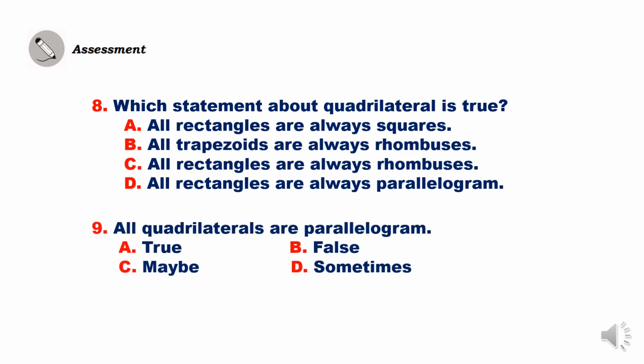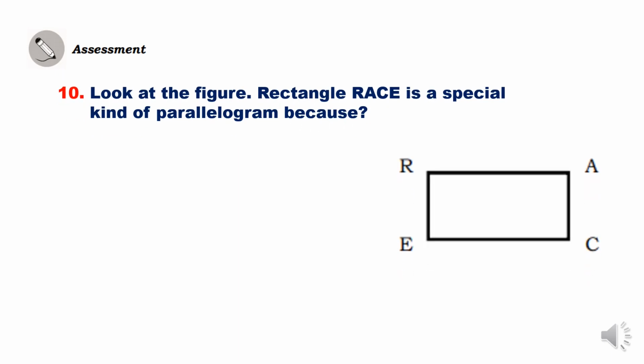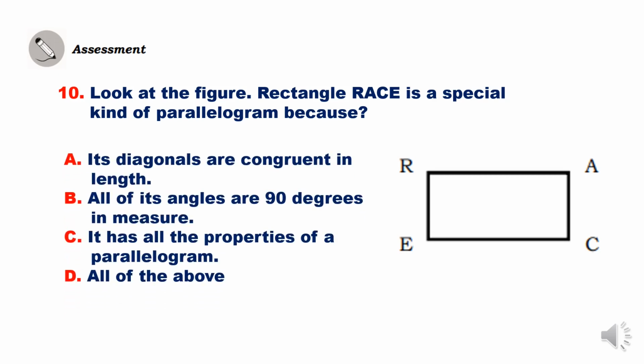Number 9. All quadrilaterals are parallelograms. A. True. B. False. C. Maybe. D. Sometimes. Number 10. Look at the figure. Rectangle RAYS is a special kind of parallelogram because A. Its diagonals are congruent in length. B. All of its angles are 90 degrees in measure. C. It has all the properties of a parallelogram. D. All of the above.